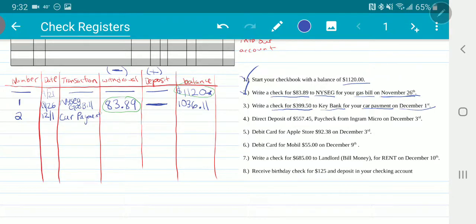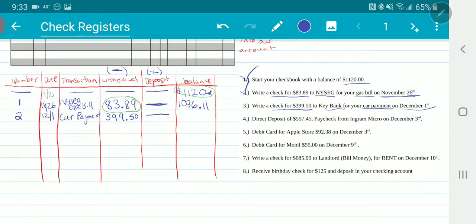So I know where this money is going. Paying for my car. Again, if I'm paying it, that's going to be a withdrawal. Money's coming out of my bank account. So that would be $399.50 coming out of my bank account. So no money went into my account, so there was no deposit there.